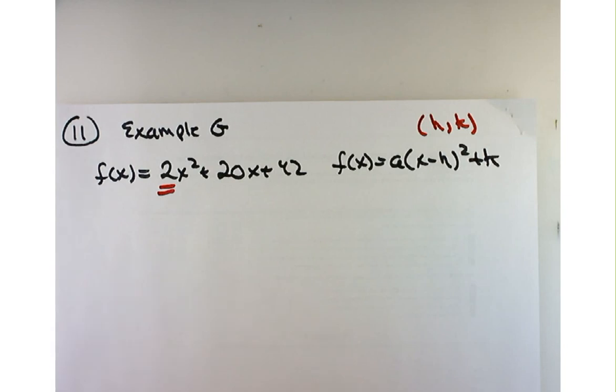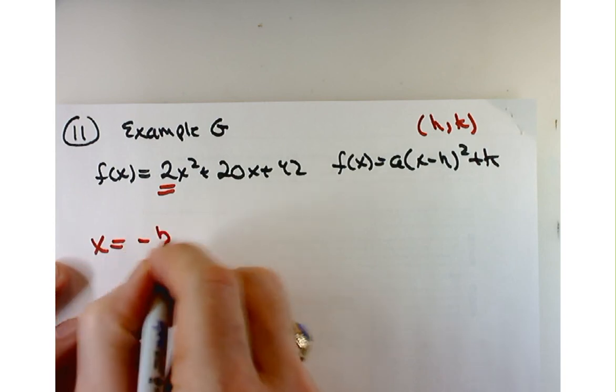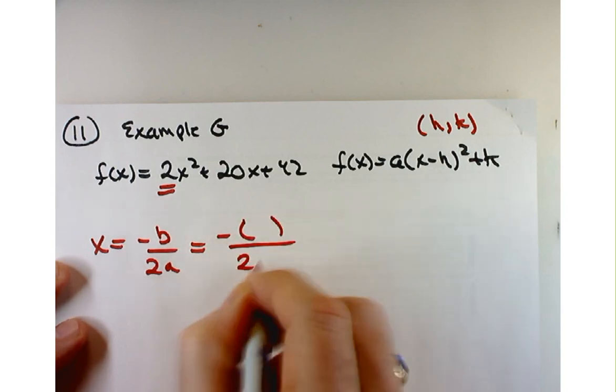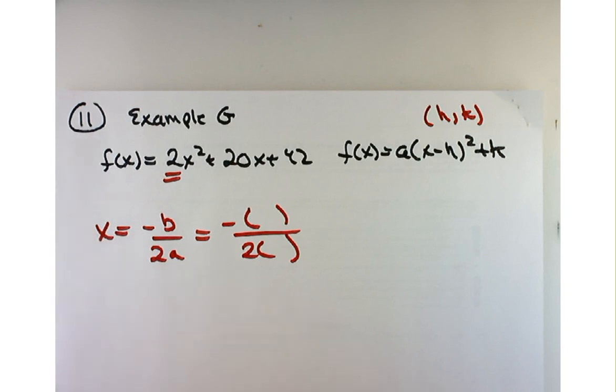So let's see if we can't circumvent that completing the square process. Like I said, disclaimer, you should know that. But if you're on a test and I just say, hey, what's the vertex? You could do this. x equals negative b over 2 times a. So help me out here, please. What's b equal to in this case? 20. All right, so 20, good.